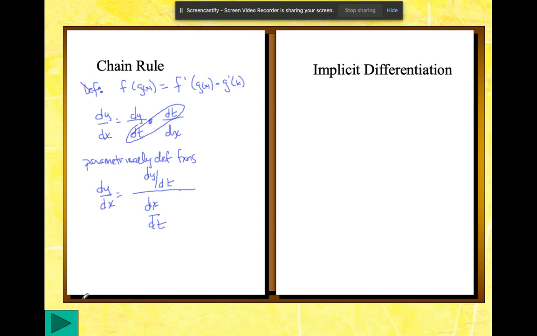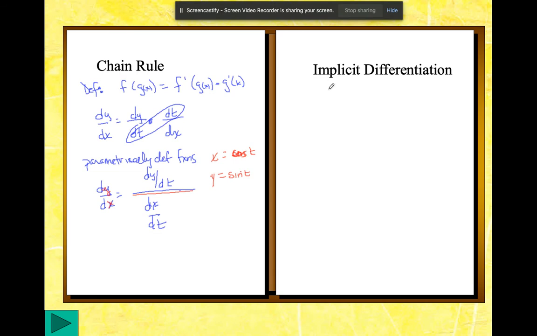So this is for the case when you've got, for example, x is equal to cosine t, so it's like the unit circle, and y is equal to sine t. You can find dx dt and dy dt, but if I want dy dx, I can just make a ratio of the derivatives.